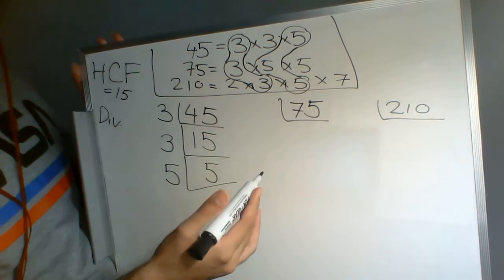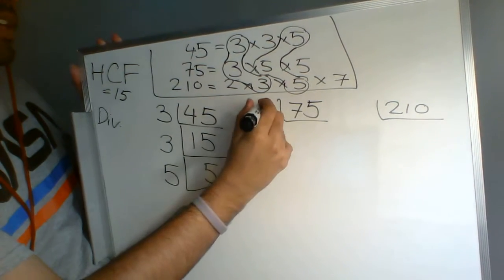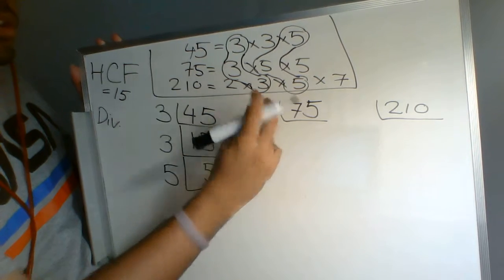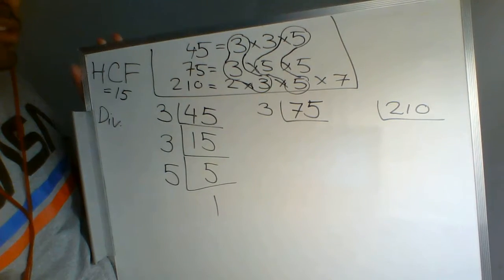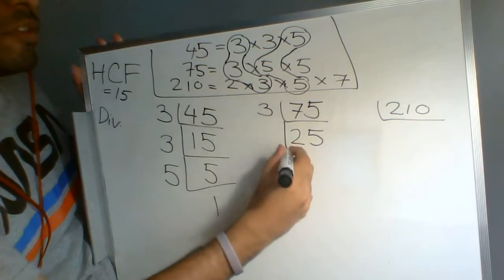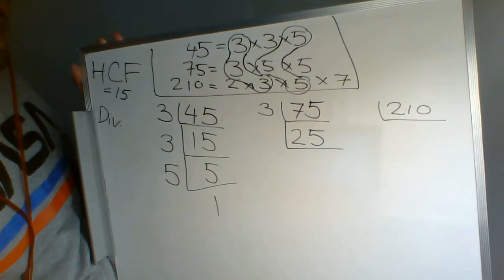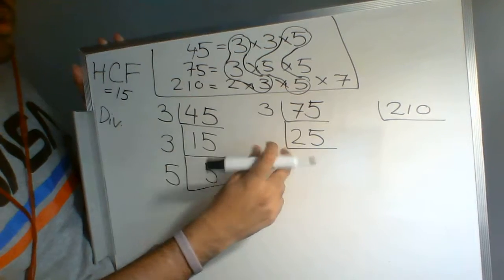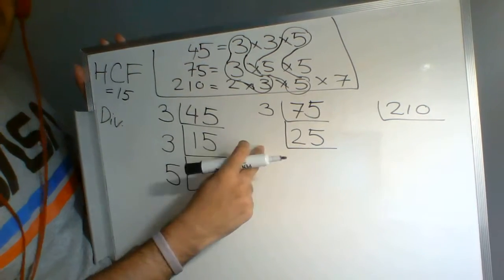Similar idea with the 75. It's not even, so we can't use the 2, but we can use 3. And if you're not sure, you do that addition of the digits trick. 75 divided by 3 is going to give us 25. So we put another L-shaped thing there. Now we want to do 25 divided by something.